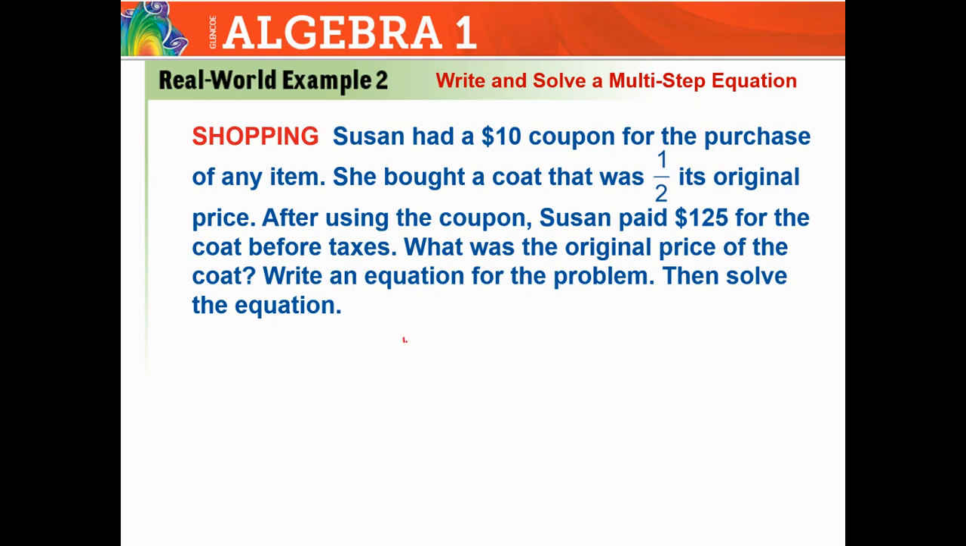So we have a coupon for $10, so that's $10 off. Then she bought a coat that was half its original price, so we're taking half of the coat. I'm going to put a C for coat. So C equals coat. After using the coupon, Susan paid $125 for the coat before taxes, so that was after the coupon.